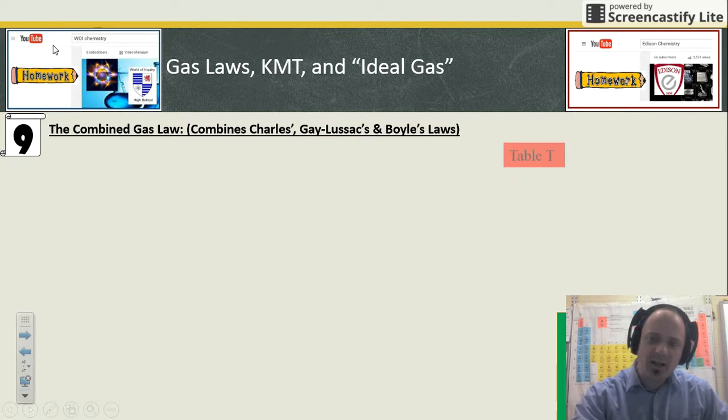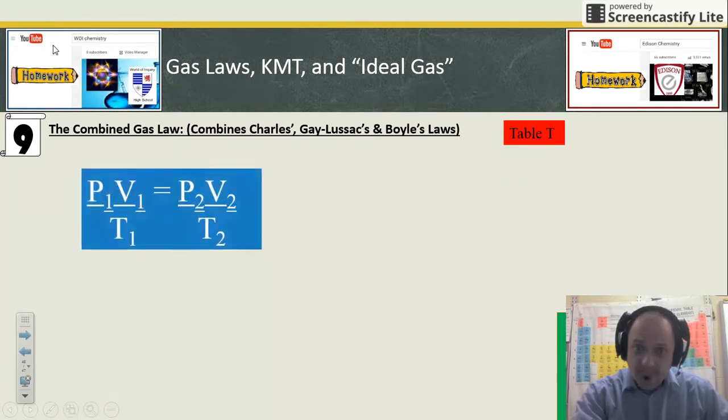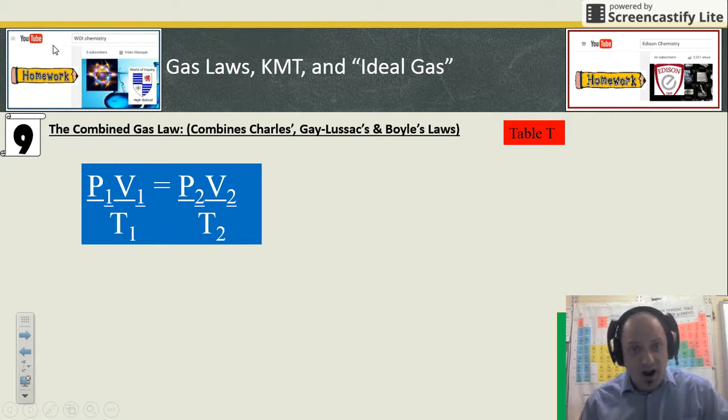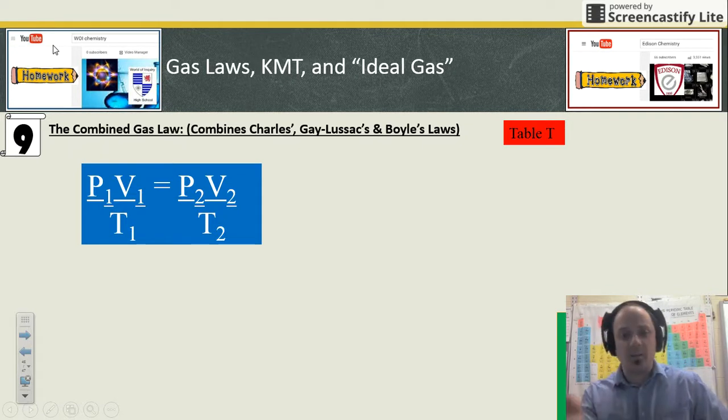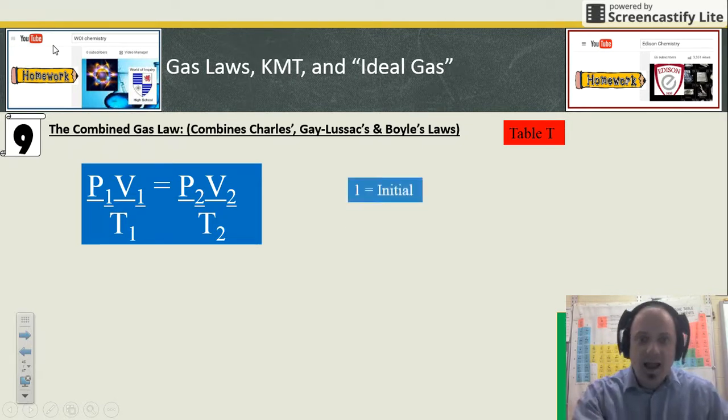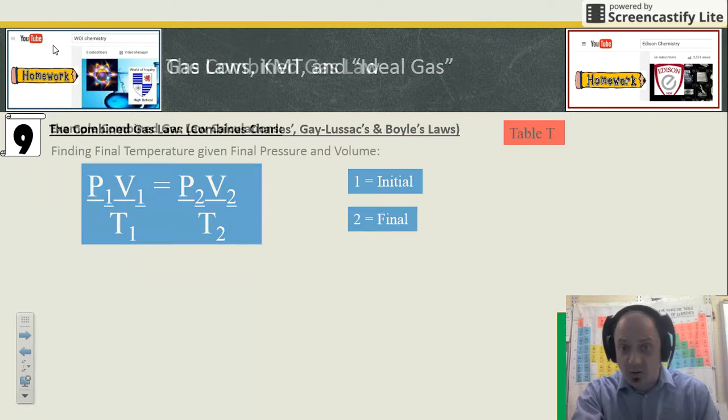The combined gas law is written on table T, and it looks like that. But it means ones are before, twos are after. So the pressure times the volume divided by the temperature is equal to the pressure times the volume divided by the temperature 2. So before equals after, okay? And 1 is the initial, and 2 is the final.